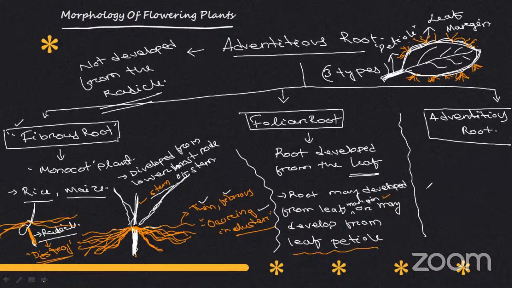Okay, one of the examples, let me write here an example for this foliar root. In case of your bryophyllum, in your notebook just write down the Odia name for the bryophyllum, that is Patargaja, and another example, that is rubber plant.